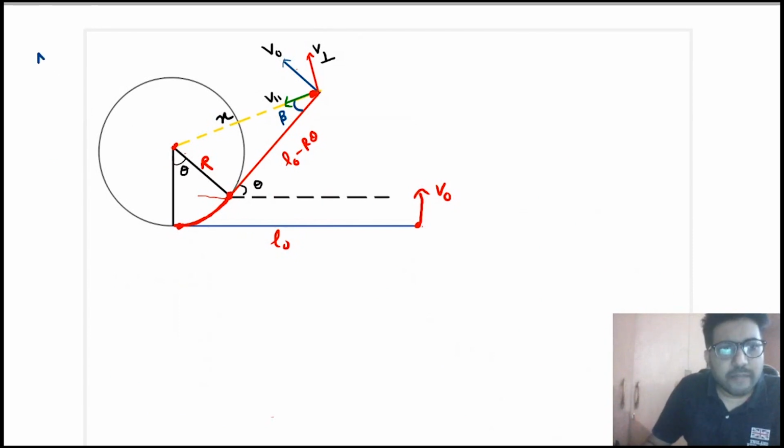Now let us look at method 2. In this method, we will see the distance between the center and the disk.